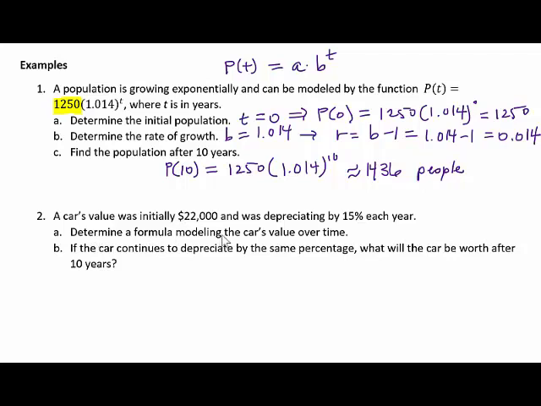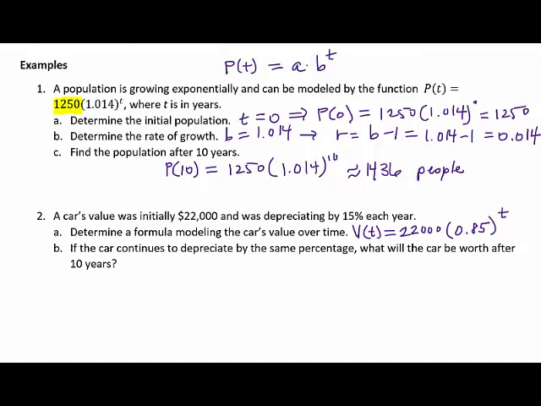Example 2: a car's value was initially $22,000 and was depreciating by 15% each year. So we want to determine a formula modeling the car's value over time. We'll call this V(t). It was initially $22,000, that's a, and depreciating by 15% each year. Since it's depreciating, we're going to use the formula b is equal to 1 minus r, or 1 minus 0.15. We can simplify that, and we would get 0.85 to the t.